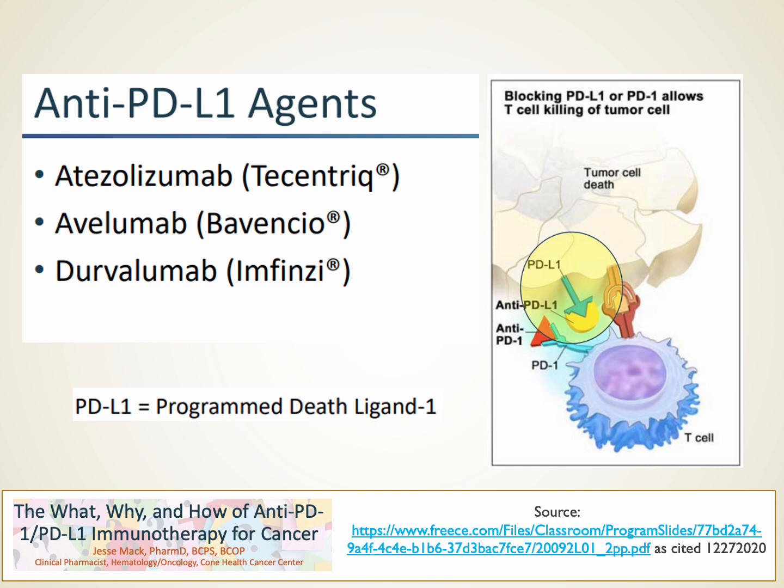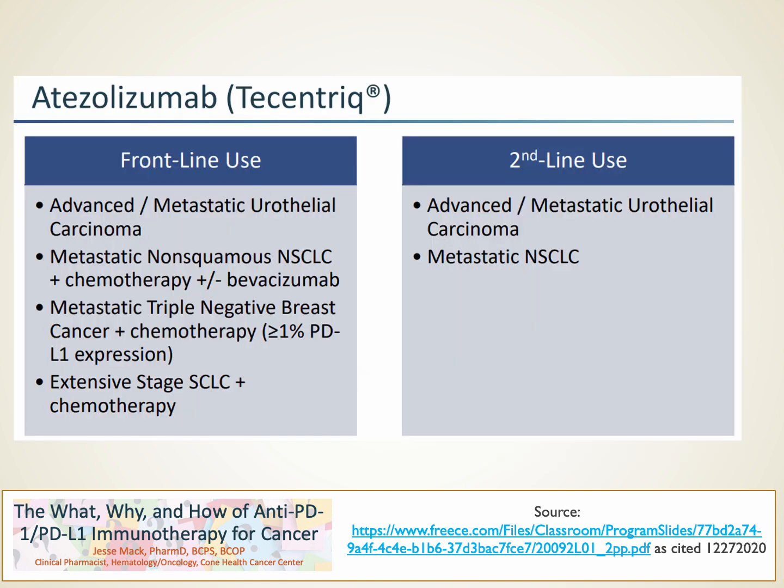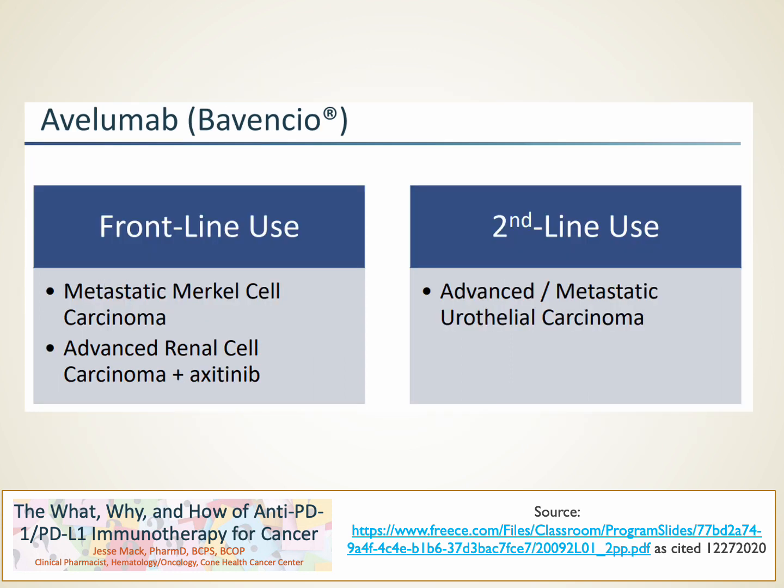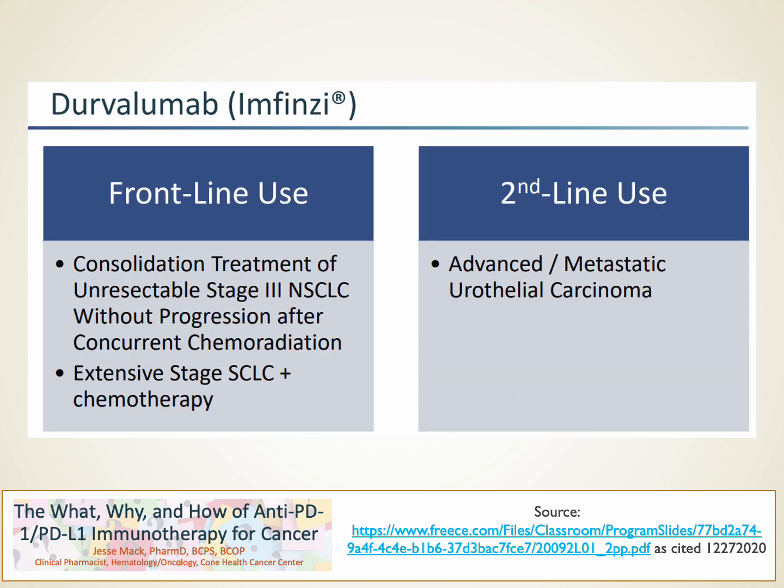The other approach for these agents works in a different way, where they affect different ligands, PD-1 or PD-2. They include Tecentriq, and they include Bavencio. Fewer indications for their use. Here's a third agent. Again, fewer indications, but it is an option.